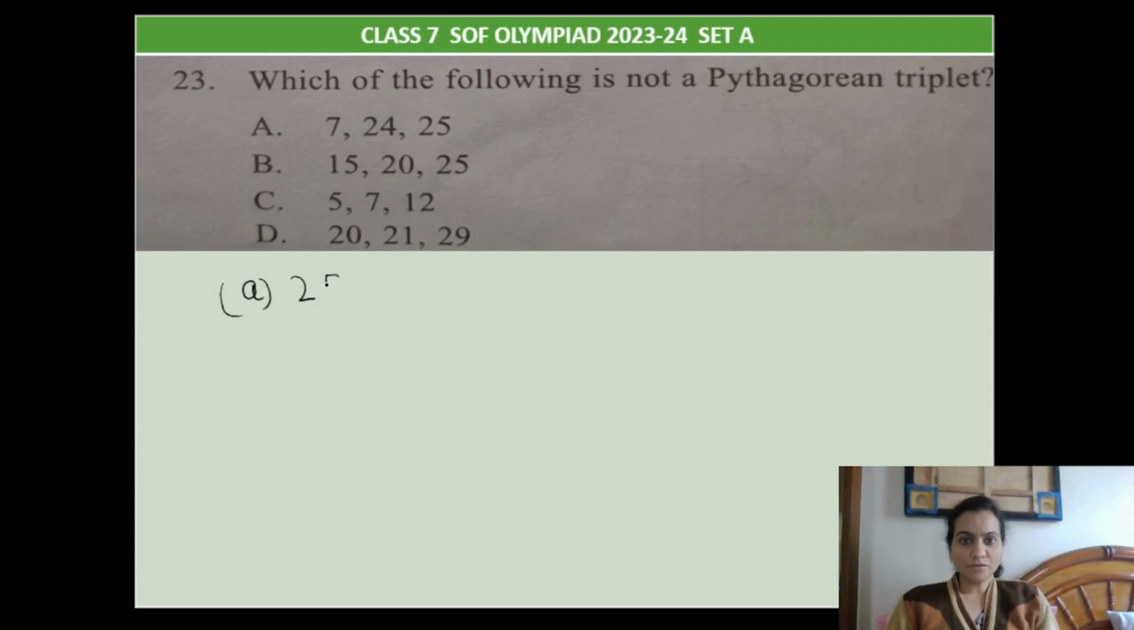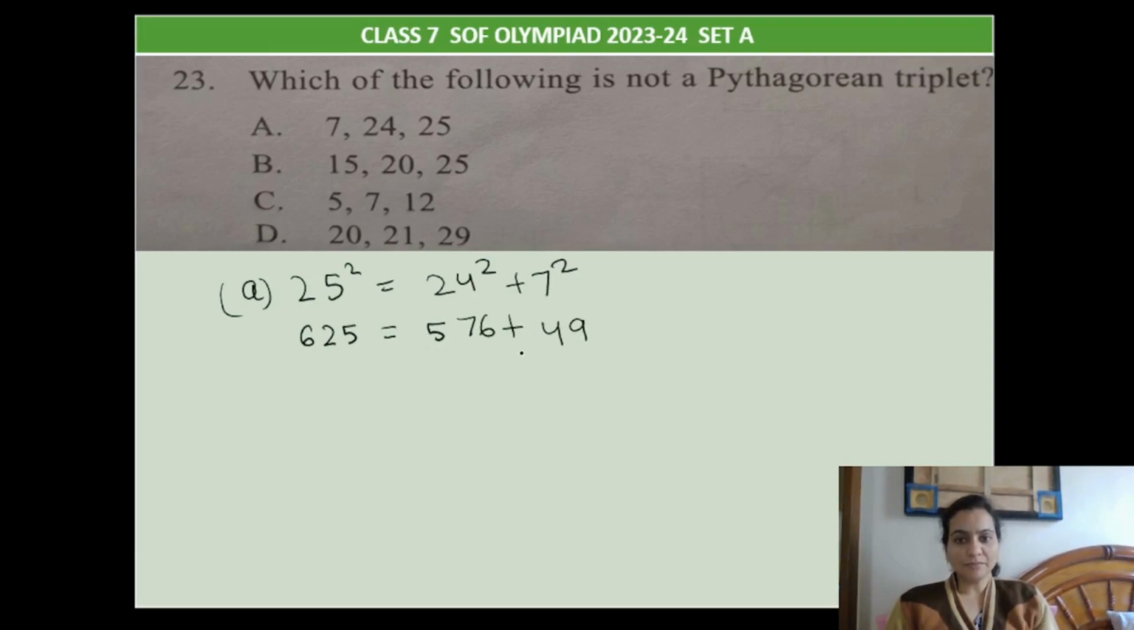So 25 square, because this is the biggest number out of the three, if it is equal to the sum of the squares of the other two smaller numbers, that is 24 and 7. If I find their squares and sum them up, then that should be equal to 25 square. If it is true, then in such a case, these three numbers form a Pythagorean triplet. So 25 square, you can multiply 25 with 25, you will get 625. And 24 square is 576. And 7 square, we know, is 49.